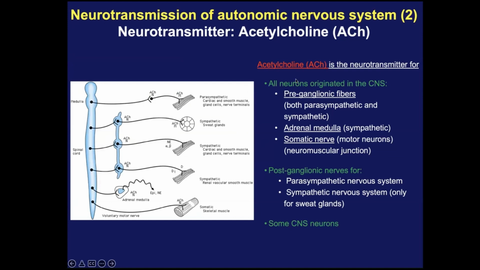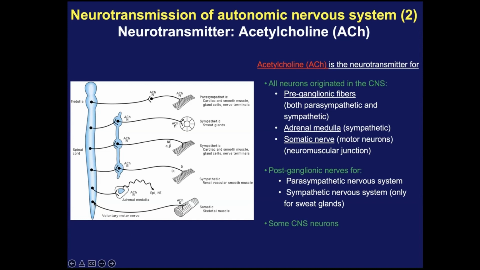Here is the summary for acetylcholine, which is the neurotransmitter for, first, all the neurons originating in the CNS. For example, the preganglionic neurons for this parasympathetic system, and also for this sympathetic system. It is also used by the sympathetic system that innervates the adrenal medulla. It is also used by the somatic nerve, as shown here.